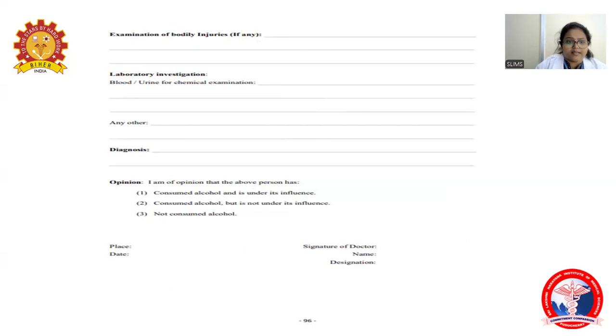And then the bodily examination and the preservatives: the blood or urine for preservation has to be collected and sent to the forensic science laboratory. When it is a medicolegal case, the samples are collected and sealed properly with the seal of the hospital, and then sent to the forensic science laboratory for estimation of the blood alcohol level or urine alcohol level, and that value acts as the proper value of alcohol.